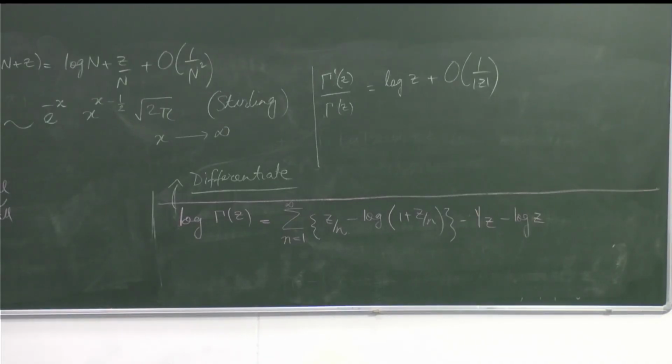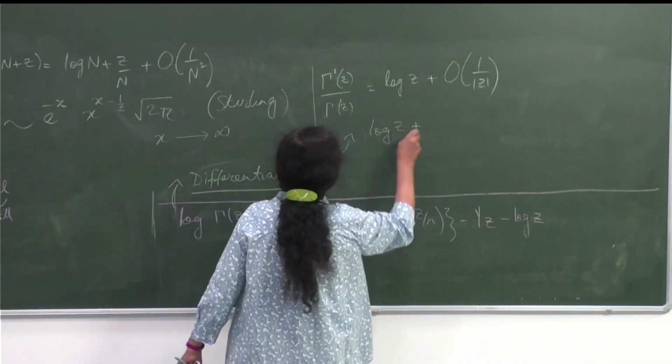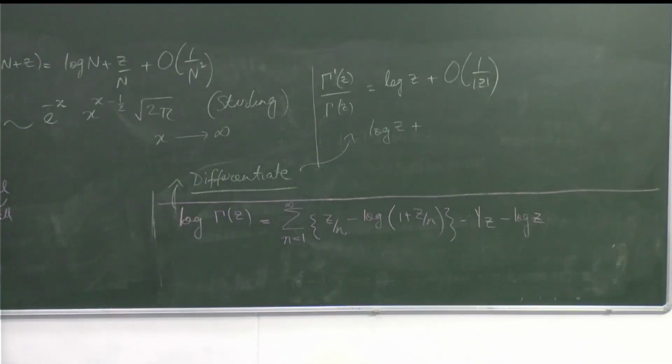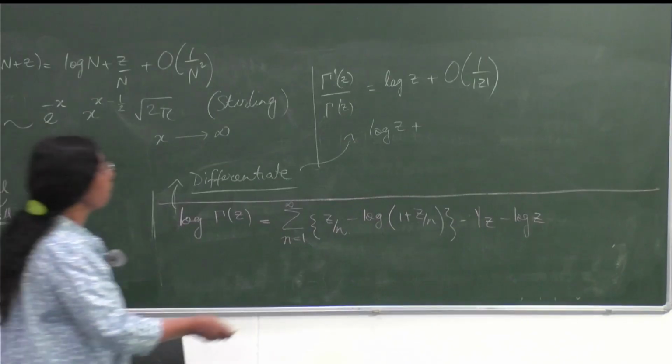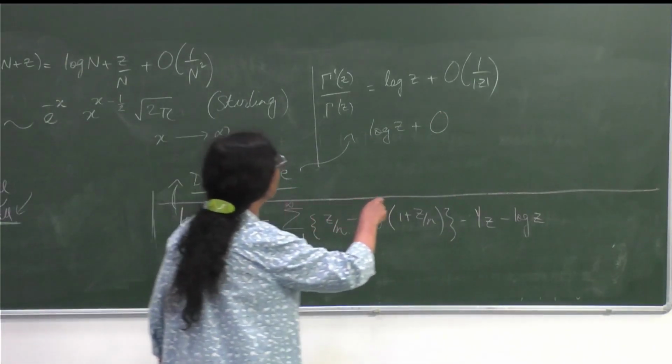You can use this. So that's it. That's all that you have to do. Differentiate and you get log of z. And then there was one term here, this integral, but this is small. It is small, so I don't care. I take it into my big O term. Plus a big O term, because this integral is small.